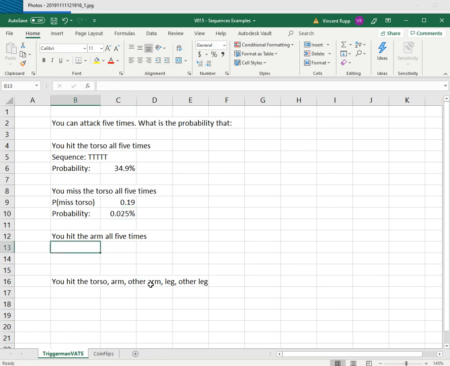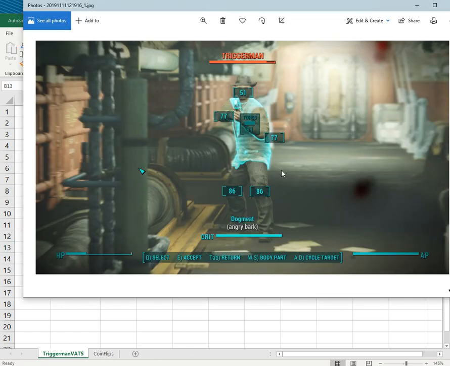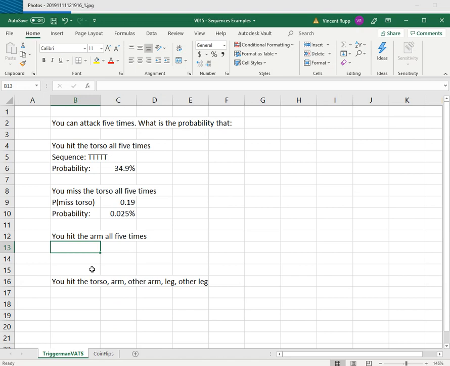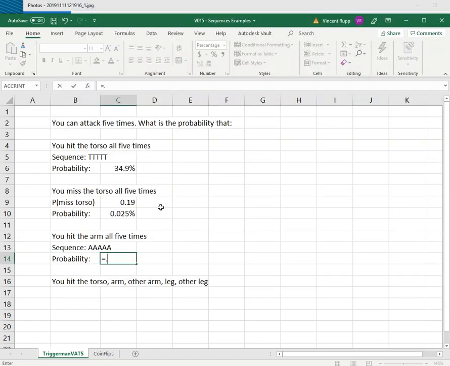But of course, you can aim for this guy's arm instead, which is a little bit lower probability. If you hit his arm, there's supposed to be like a thing where he can't shoot you anymore, but it doesn't seem to matter. I don't know, whatever. Games aren't realistic. But so the sequence here, you could abbreviate it A for arm 5 times. And then the probability of that, this one was 77%, so you just do 0.77 to the 5th would give you that probability of 27.1%. So even less likely than the torso.